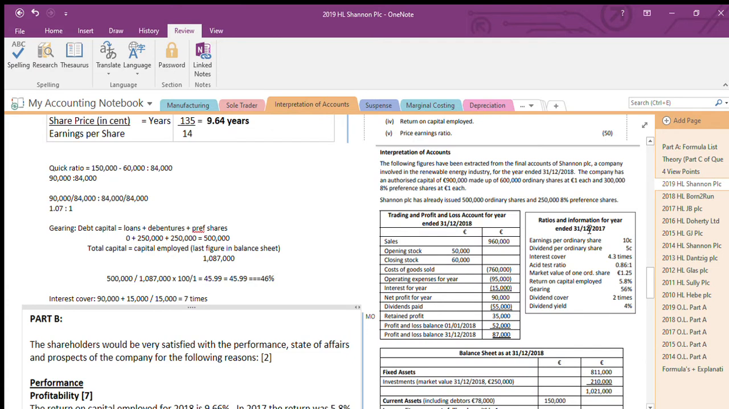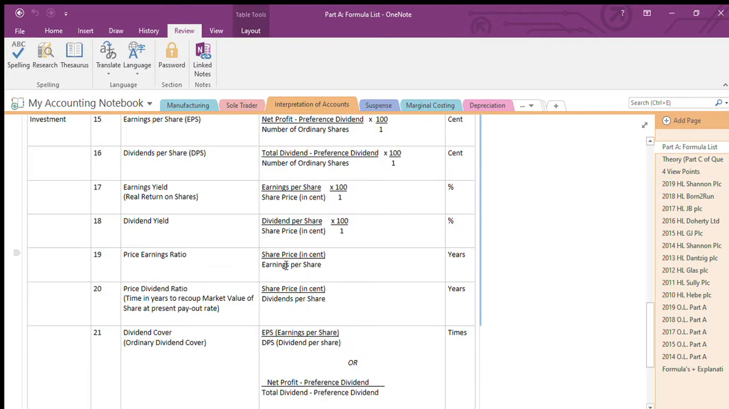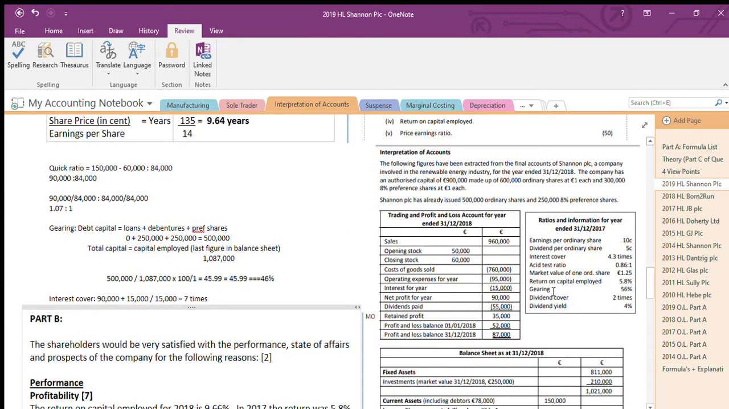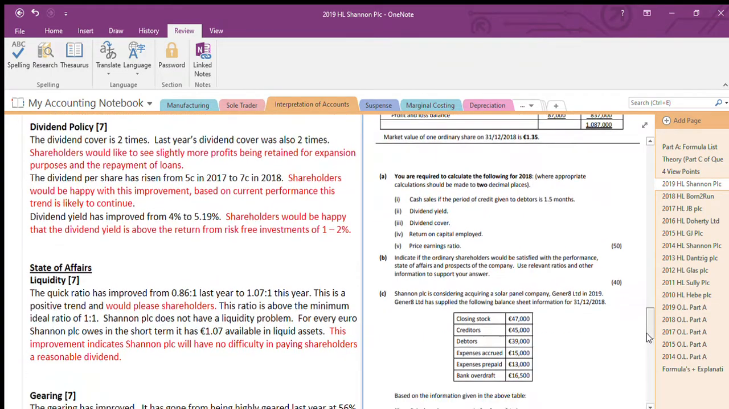Let's look at my figures from last year. Share price in cent, €1.25, it's 125 cent, divided by earnings per share. So even though they don't give us the P&L and balance sheet, you'll be expected sometimes to work out one of these, and you'll already be able to work it out because of the information given. So because my formula is share price divided by earnings per share, 125 divided by 10, and that's going to work out to 12.5.